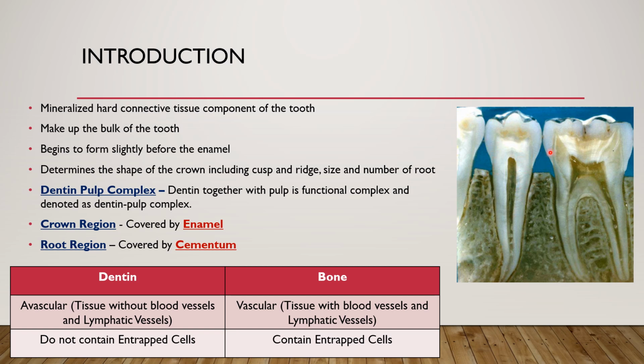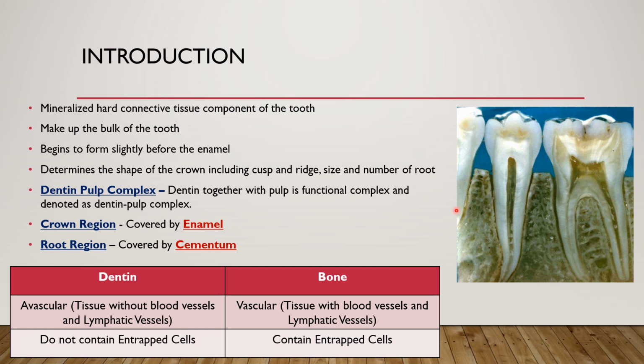This is the coronal portion, the crown region. In the crown region, dentin is covered by enamel. This one is enamel, and in the root region the dentin is covered by cementum. This narrow line is the cementum. Dentin also surrounds the pulp, which is in the center, having the nerve innervation. Since it forms slightly before the enamel, it also determines the shape of the crown, including the ridges, as well as the size and root number of the root.